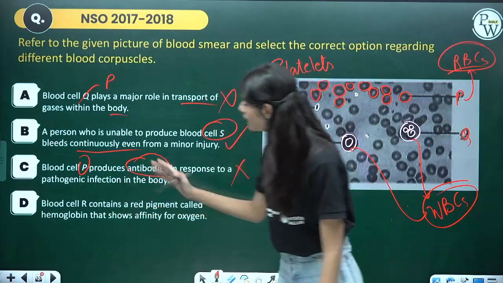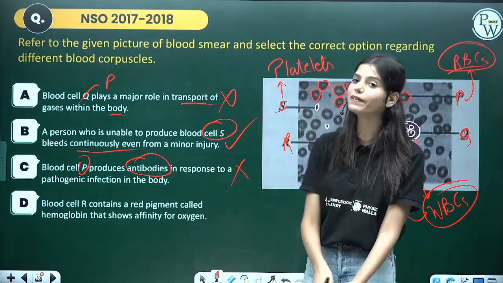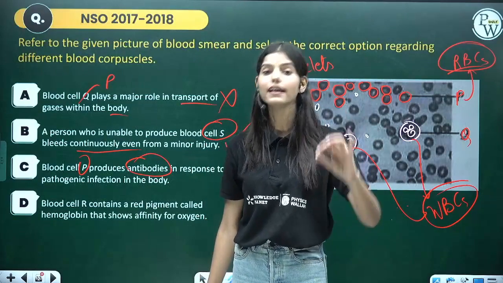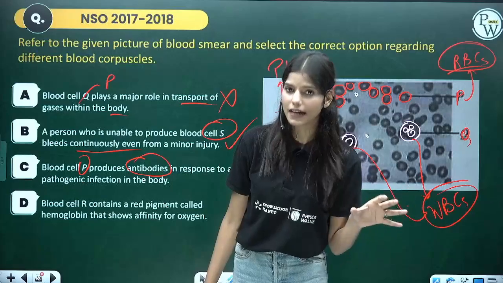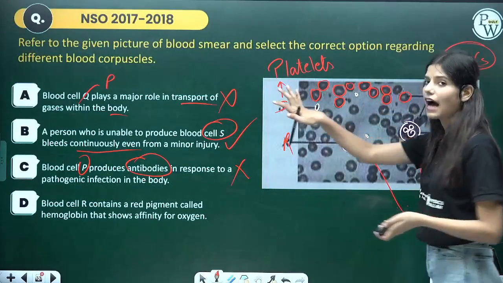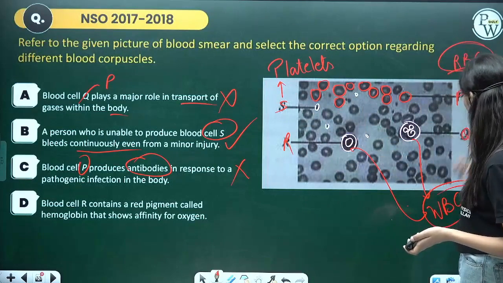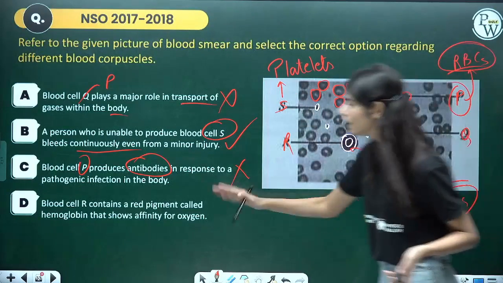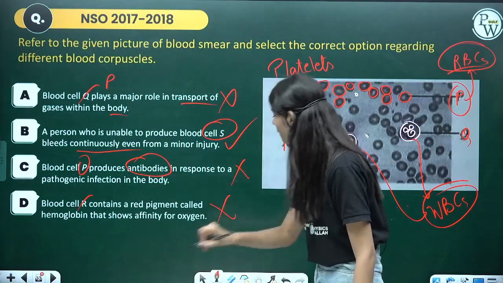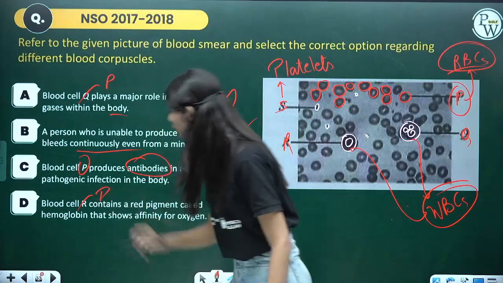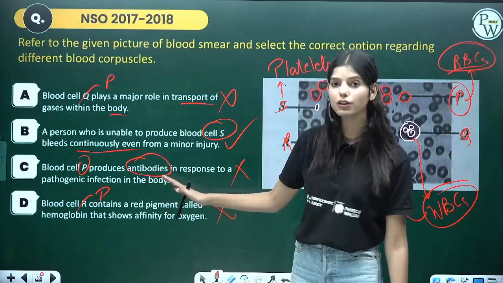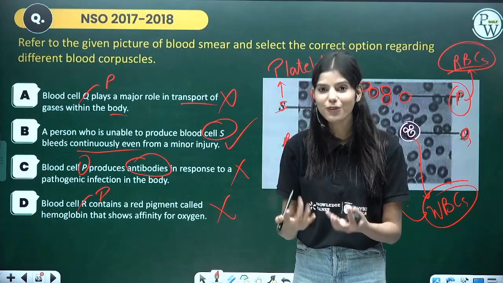Blood cell R contains a red pigment called hemoglobin. Where exactly do we have hemoglobin in our body? In the red blood cells, right? So in the red blood cells we have the hemoglobin pigment. And which one is the RBC? Is it S, R, P or Q? It is actually P, right? But here R is written, and this is completely wrong. The correct statement would be: blood cell P contains the red pigment called hemoglobin, and this particular pigment is responsible for the transportation of gases.